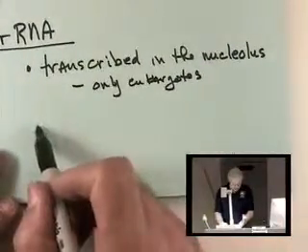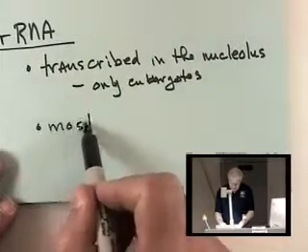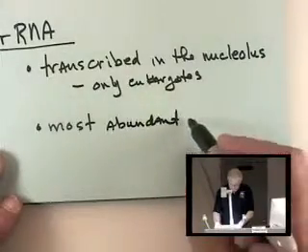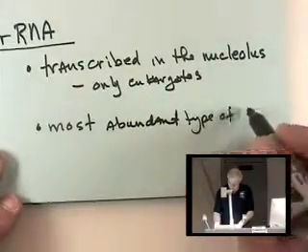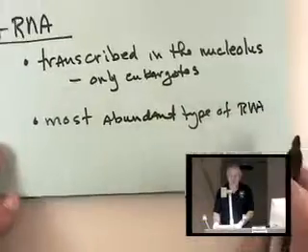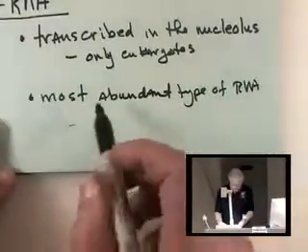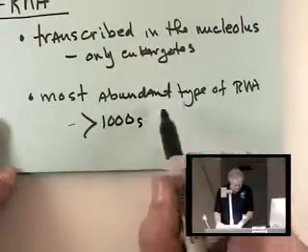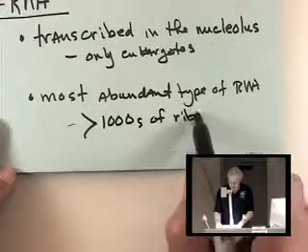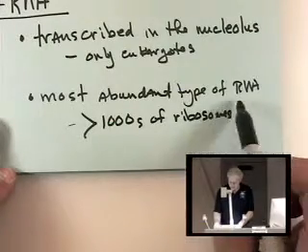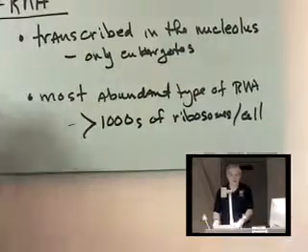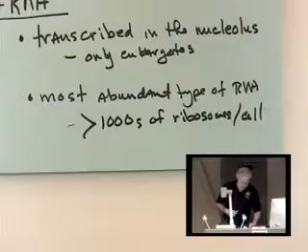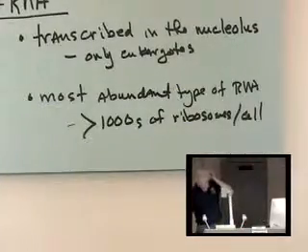And it's the most abundant type of RNA. Why is that? Well, because there's more than thousands, or many thousands, of ribosomes per cell. And each ribosome has got a few pieces of ribosomal RNA contained within it.